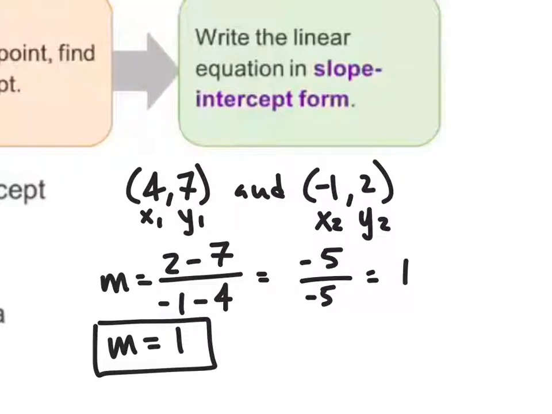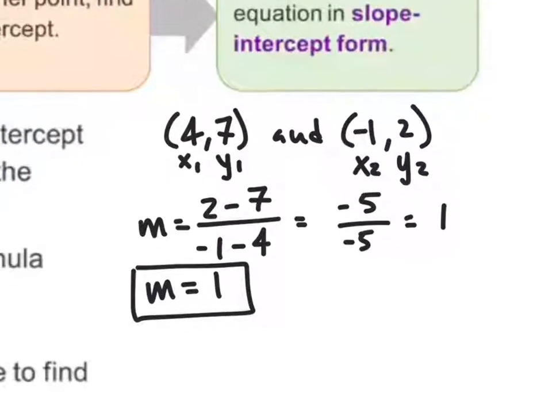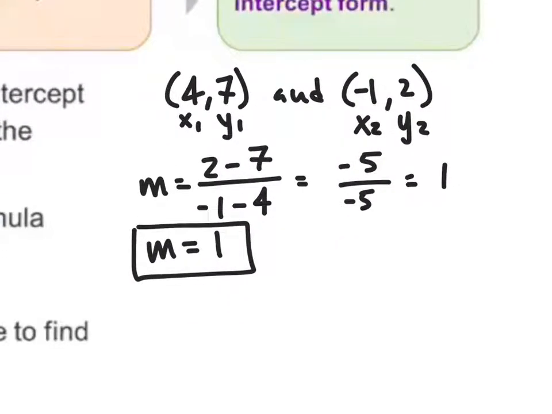All right, now what I want to do is take one of these points. Now, it doesn't matter which one we use, but we're going to use one of these points. Okay, so we get to choose which one. I'm just going to use this one, the positive values. Okay, and so I'm going to use the point 4, 7.